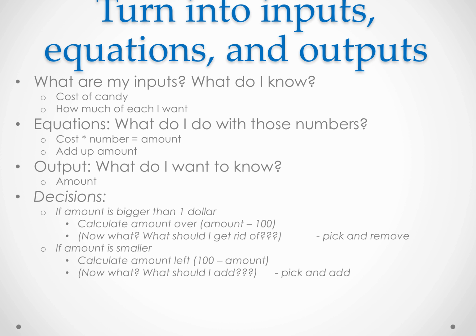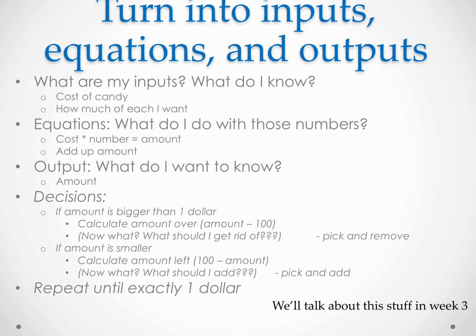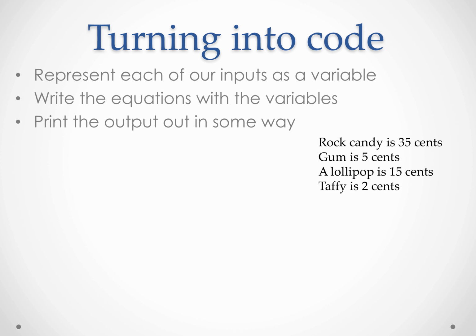So we're not really going to go over those today. We're going to go over those in kind of week 3 and 4. Mostly what I want to do right now is go over those first 3 things: inputs, equations, and outputs. But kind of think about how you might do that decision making. And the other thing to point out is that you'd make some changes. We'd add some of this candy, delete some of this one, and then you'd recalculate the amount, and you might be closer to $1 or not closer. How would you keep doing this until you get closer to being $1? Like I said, we'll talk all about this stuff in week 3.